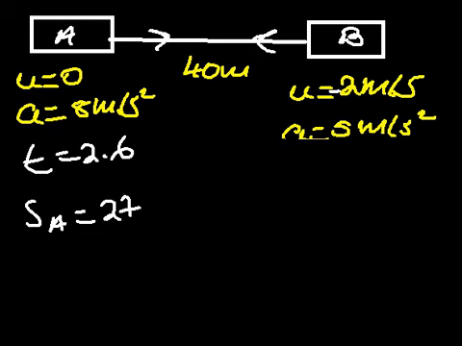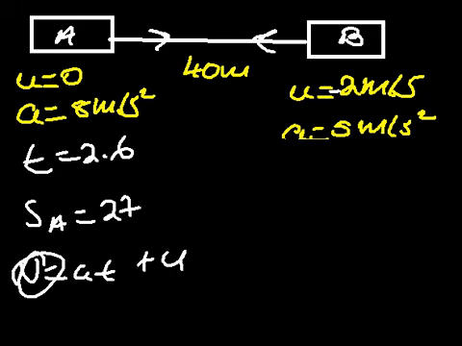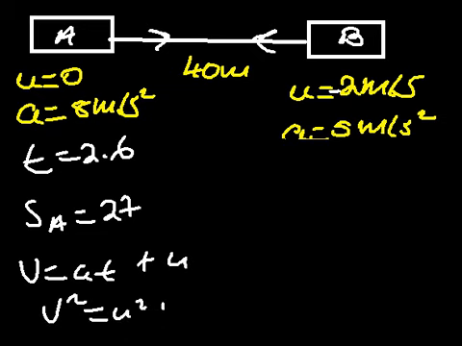Now you understand that using the equations of kinematics, we can use the formula V is equal to U plus AT. This formula also gives the final velocity for object A, and for object B we also use the same formula. Or else we can also use V square is equal to U square plus 2AS. So that one can work as well. So keep that in mind.